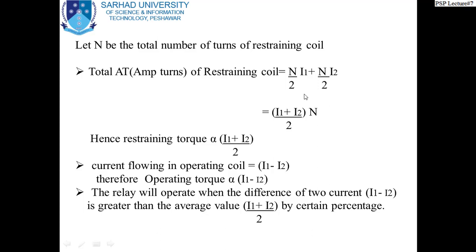Since I have shown you that both these directions are the same, they will be added together. So this gives us (I1 plus I2) divided by 2, into n. N is the total number of turns of the restraining coil, and this shows the average of the currents: I1 the incoming current, I2 the outgoing current, and this is the average value of the current. Hence, the restraining torque is directly proportional to (I1 plus I2) divided by 2.